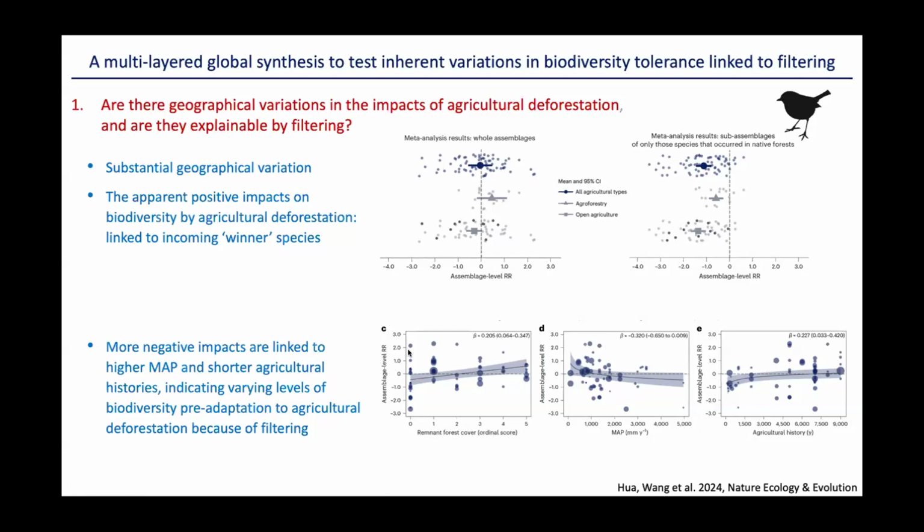But more strikingly, we found that the filtering variables of rainfall, as well as agricultural history, explained the assemblage-level response ratio in a way that's consistent with theoretical predictions. In systems with lower rainfall, as here to the left of the x-axis, and in systems with longer agricultural histories, we tend to see assemblages showing less negative impacts of agricultural deforestation. And this is consistent with what our theory would predict.